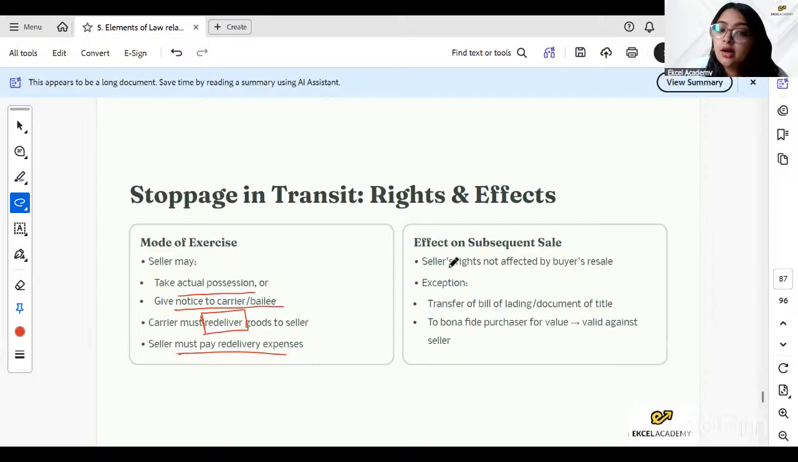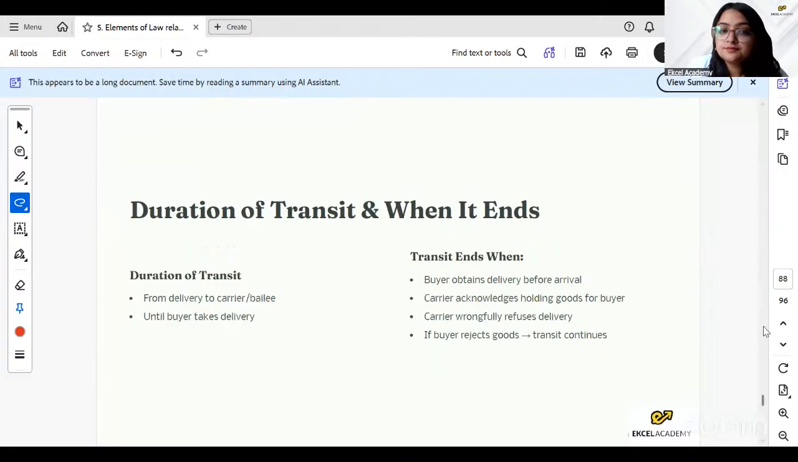Seller's rights are not affected by the buyer's resale, wherein the exception is that transfer of bill of lading or document of title to a bona fide purchaser for value is valid against the seller. That is, if someone has purchased these goods in good faith, then it will be valid. Next, duration of transit and when it ends.